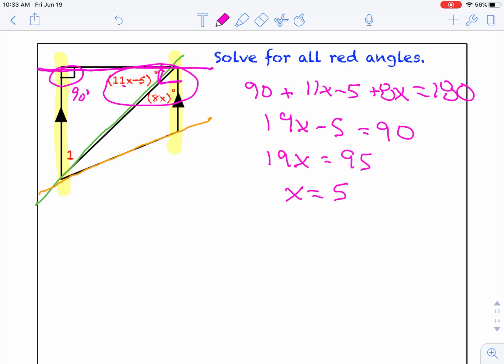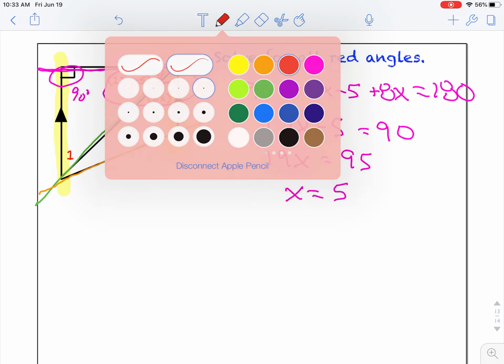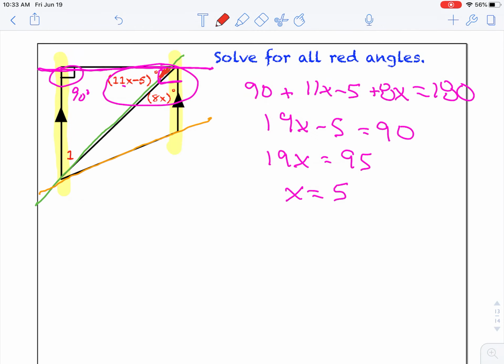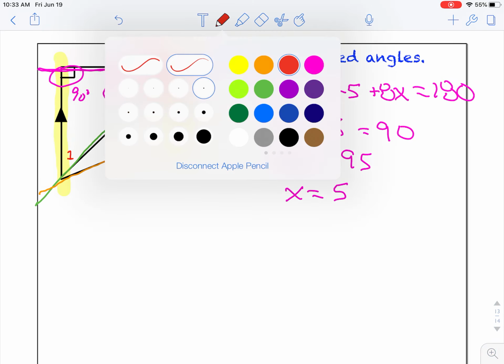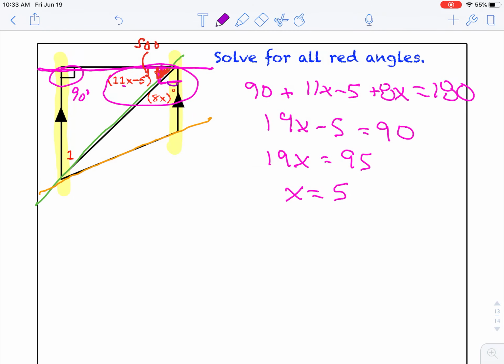So this angle we know is 90. We already have that marked. I guess we could actually write it in. But then this angle right here, just this part of it, that little angle right there, is going to be 55 minus 5, or this angle is 50 degrees. And then this is 8 times 5, or 40 degrees. So this angle right in here, that part of it, is 40 degrees.